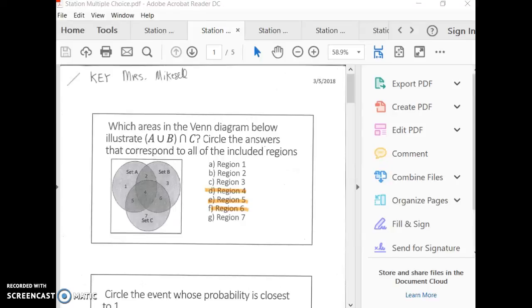Okay, you guys, let's go through the multiple choice stuff super fast. So I have the answers highlighted for us. So A union B would be all of A and all in B, but then it says intersection C. So where A and B touch C are regions 4, 5, and 6.